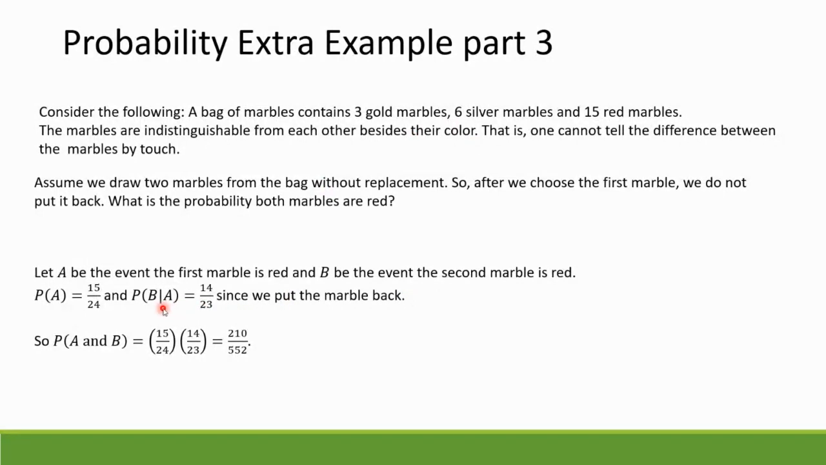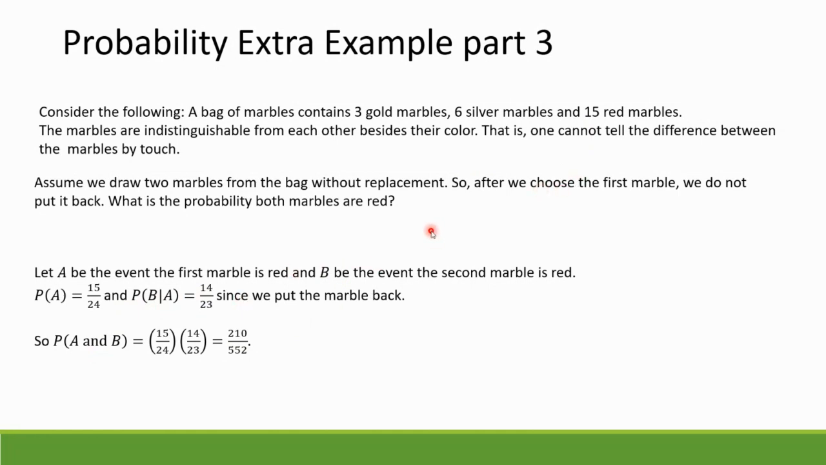What is that though? Well, we're assuming A has occurred. So we're assuming that the first marble we chose was a red one. Okay, now what? Well, now there's one less red marble, right? There's 14 red marbles in the bag, and there's 23 marbles altogether. So what's the probability of B given A? 14 out of 23.